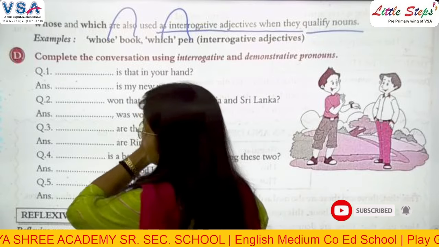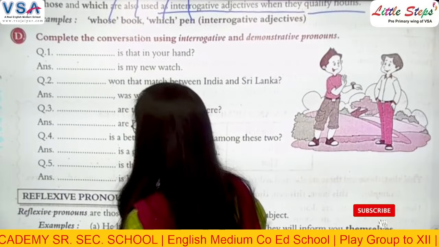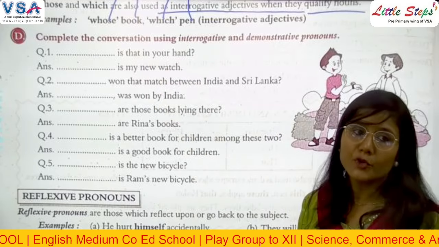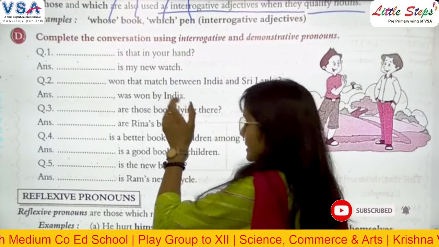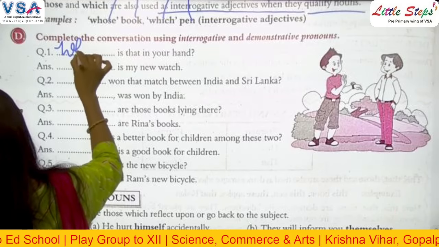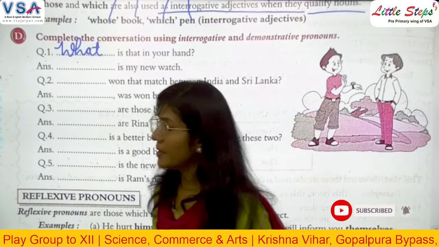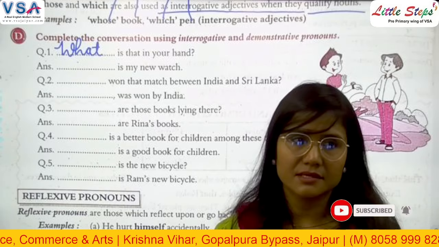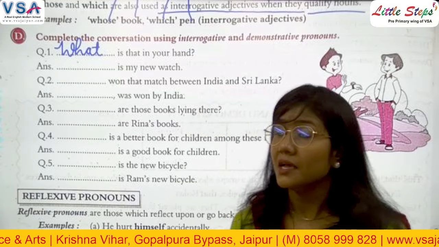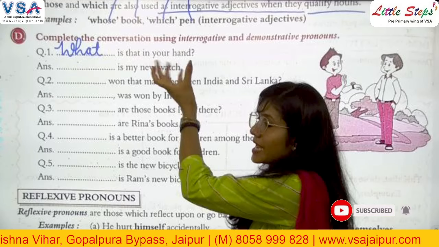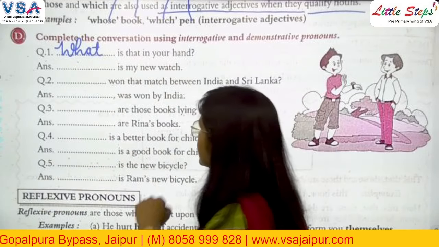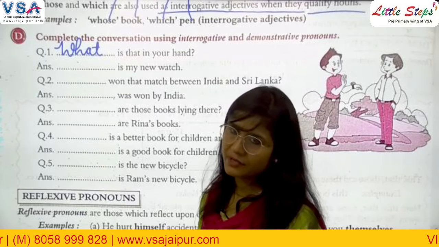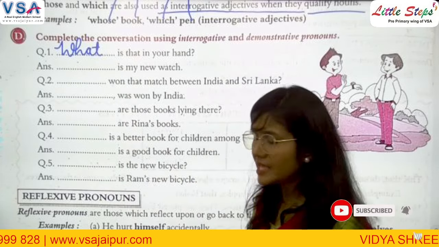Now it's time to do exercise. Now you will tell me the answer. What is that in your hand? Purvi, why will we write what here? हम यहाँ पर what क्यों लिखेंगे? Interrogative, that I know very well because it is talking about a thing, कि आपके हाथ में क्या है. Okay, sit down. One question of interrogative and one question of demonstrative. Now what will come here? This.